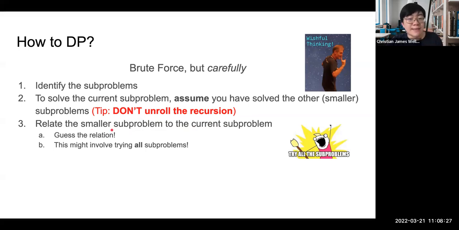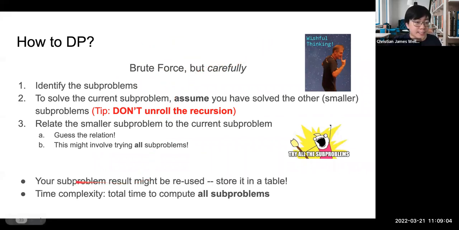For Fibonacci sequence, it's simple, right? It's given by the formula: f of n minus 1 plus f of n minus 2 gives the current f of n. But for a lot of different problems out there, you don't really have the relation immediately. You have to think about how all these different sub-problems are related. Do you perhaps take the maximum of everything? Okay, and take note, this might involve trying all the sub-problems. Okay, and we'll see that today. All right. So in a sense, trying all the sub-problems is the brute force part of this brute force but carefully thought process that I want to convey.